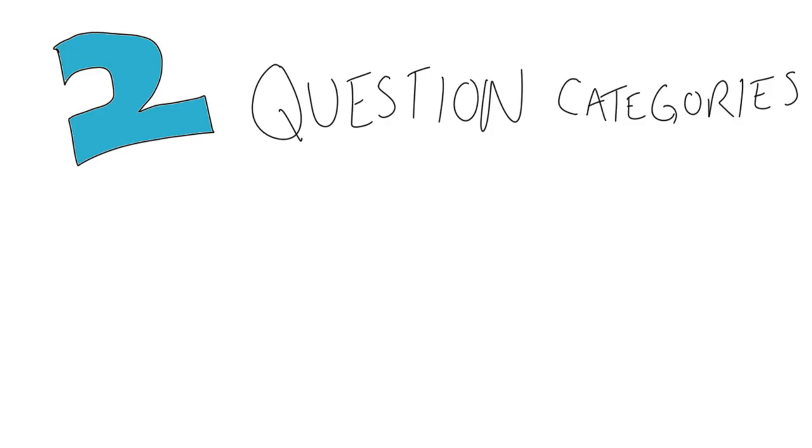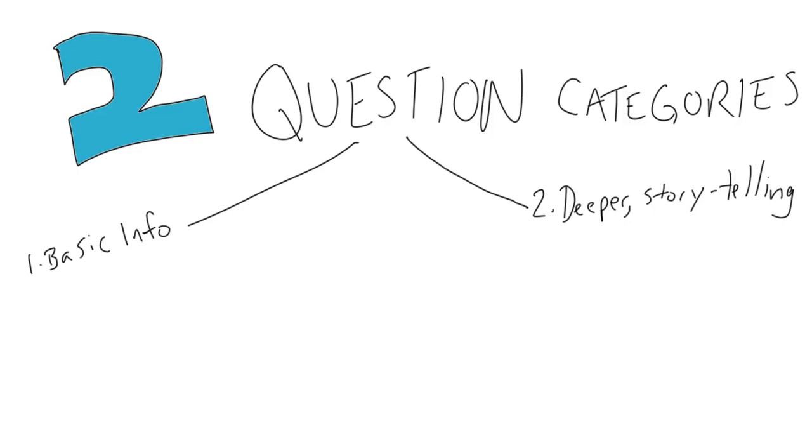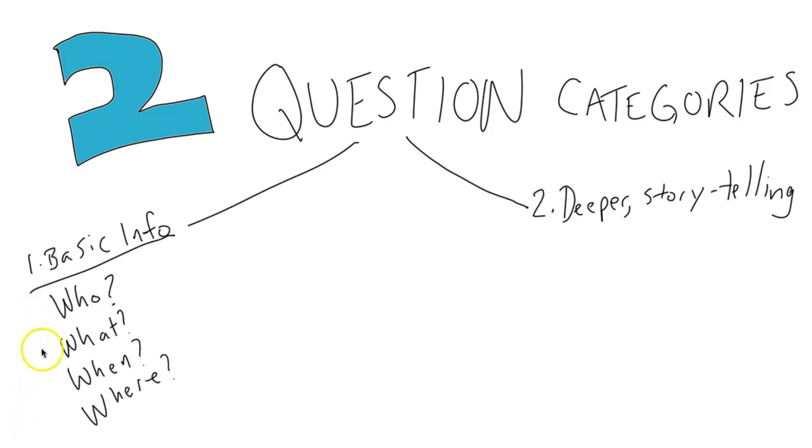When you set out to write your questions, there are basically two different question categories: basic info questions and deeper storytelling questions. Basic info questions are generally who, what, when, where questions. These questions tend to give you short answers, one-word answers, really just giving you basic information that you might need for the story. Again, this is where you maybe can confirm some of that information you researched.